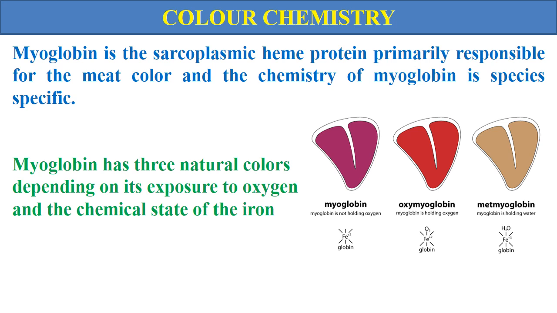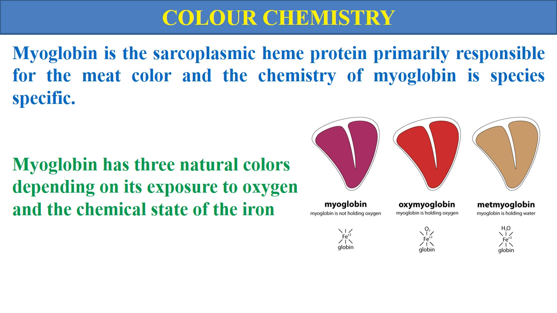So myoglobin can be present in different states of the iron. The chemical state of the iron and the binding with oxygen, or exposure to oxygen, varies the color of meat. So it can be in three different conditions. Normally the myoglobin present in muscle without any oxygen is called normal myoglobin, which will not have that much bright color. But when this myoglobin binds with oxygen, it forms oxymyoglobin, but the iron remains in reduced form.